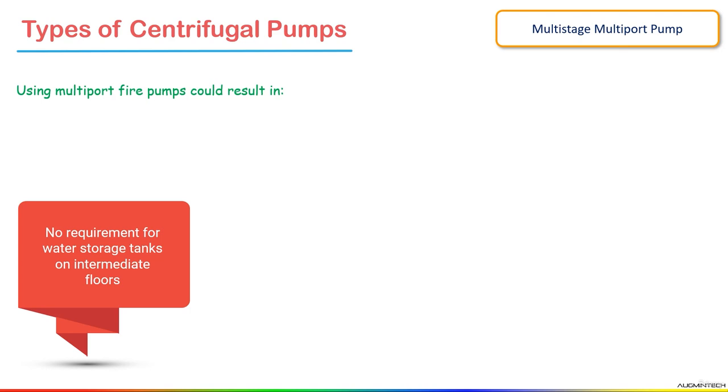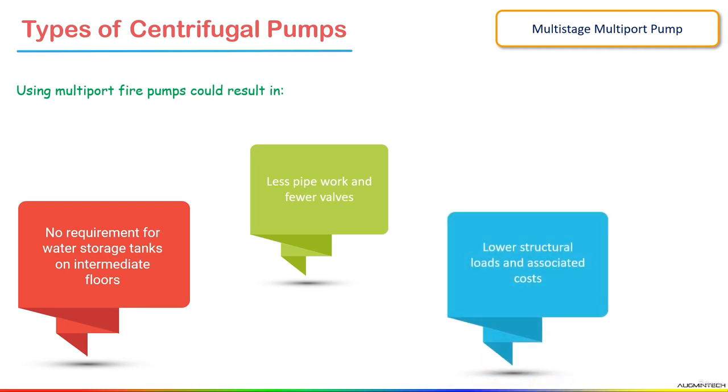Because if you use another pump, at that time we need a water storage tank on the intermediate floor. But if you are using a multi-stage multi-port pump, here we do not require any water storage tank on the intermediate floor. Okay, now the second one, less pipe work and fewer valves. If you use this multi-stage multi-port pump, you require less pipe work and fewer valves, as one pump could eliminate the need for some control valves and pressure reducing devices, lower structure loads and associated cost also.